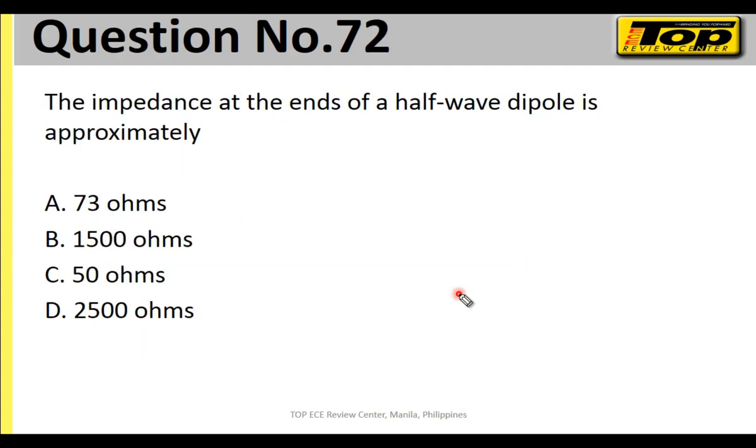72. The impedance at the ends of a half-wave dipole is approximately, and tatandaan na lang din natin ito. Sa center ng half-wave dipole, it's 73 ohms. But at the ends of a half-wave dipole, that is 2,500 ohms. Di ba sabi natin kanina, ang impedance at the ends of a half-wave dipole is maximum while at the center, it's minimum. So sa center niya ay 73 ohms, sa ends ay 2,500 ohms. So letter D for number 72.